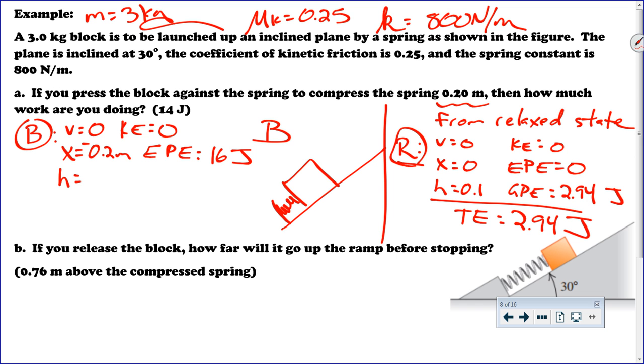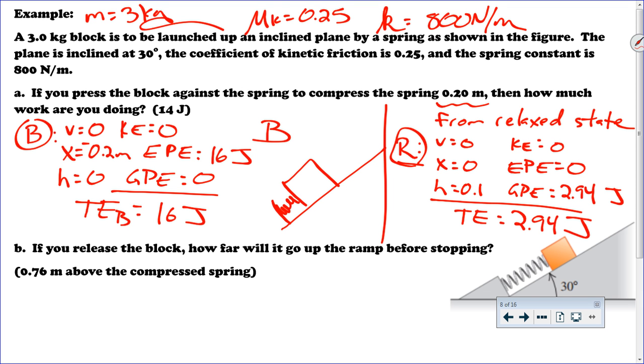What's my height at point B? 0. And my GPE then is 0. So that means that my total energy here at point B should be 16 joules, right? All right. So, if this had been frictionless, then I would be the only non-conservative force, right? And so, the work that I did would just be the difference between these. So, whatever that is, 13.06 joules, right?